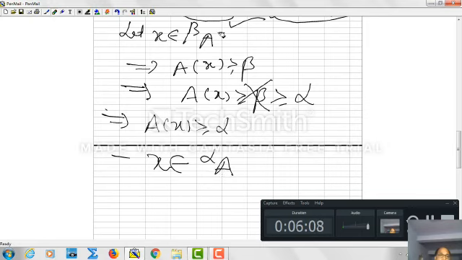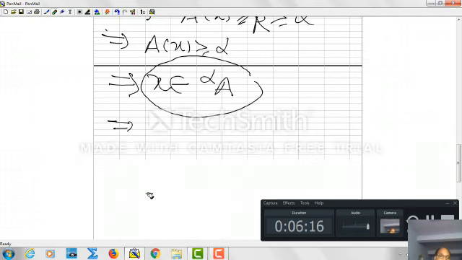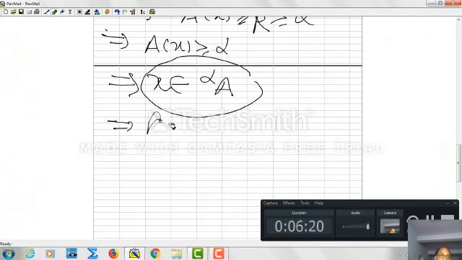So x belongs to this one and x also belongs to this. It means this is a subset of this, so the beta cut of A is a subset of the alpha cut of A. Now we come to the third property.